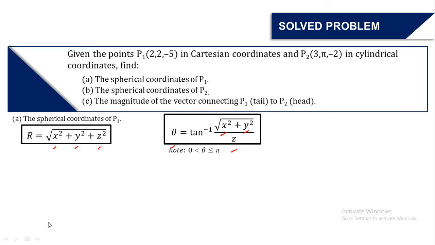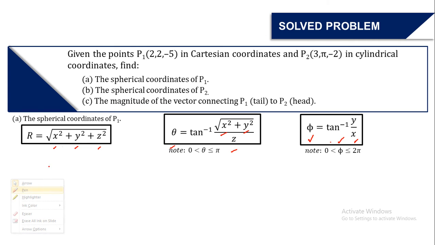Then next, we now have yung value ng phi. No? Ano ba yung value ng phi? Phi is equal to arctan y over x. Then take note lang ng angle natin is greater than 0, but also less than or equal to 2 pi. So dito muna tayo sa first, ha? Balikan natin itong R. So formula, substitute lang natin itong point 1 dahil yun yung pinapahanap, di ba?